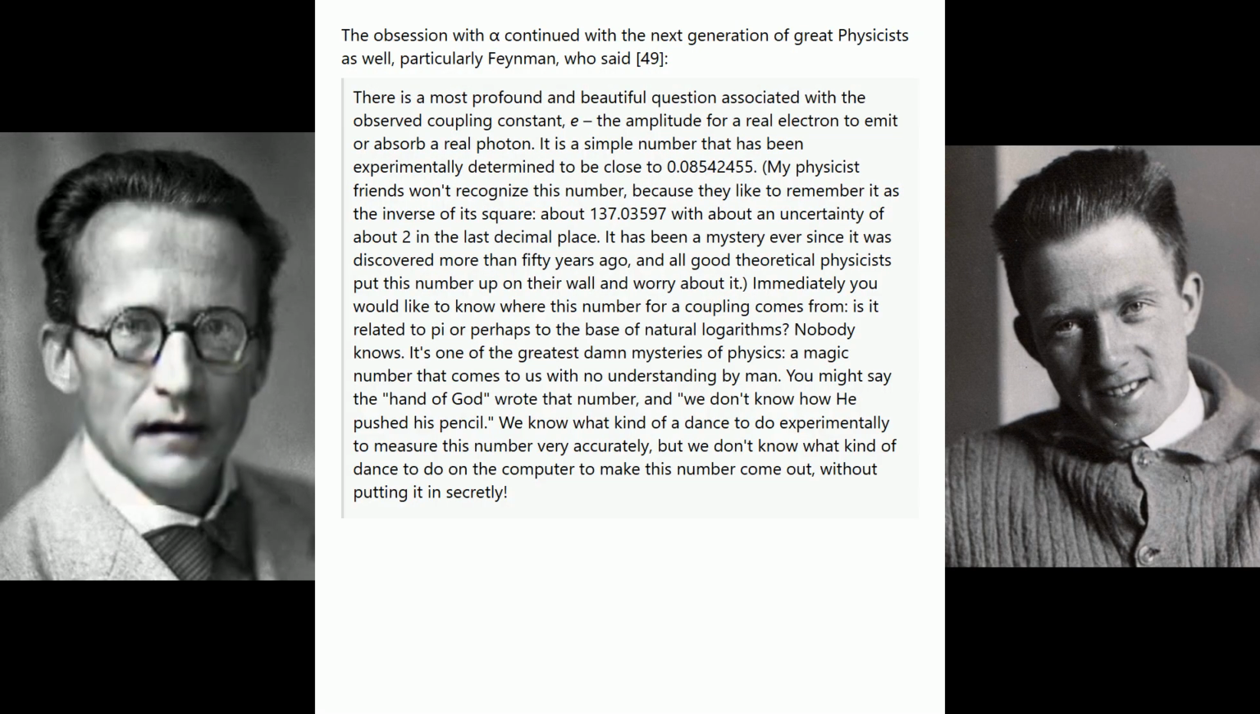The obsession with alpha continued with the next generation of great physicists as well, particularly Feynman, who said, "There is a most profound and beautiful question associated with the observed coupling constant, the amplitude for a real electron to emit or absorb a real photon. It is a simple number that has been experimentally determined to be close to 0.0854245. My physicist friends won't recognize this number, because they like to remember it as the inverse of its square. About 137.03597, with about an uncertainty of about 2 in the last decimal place.